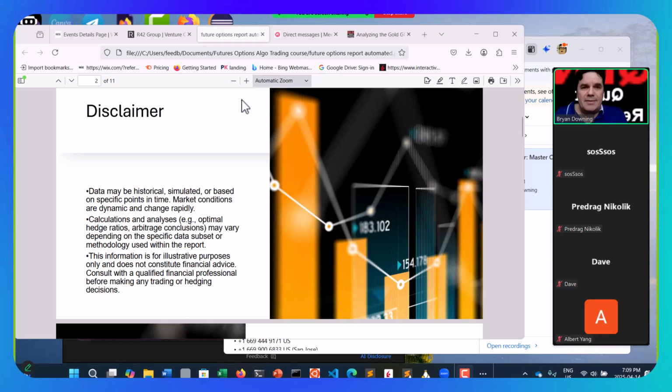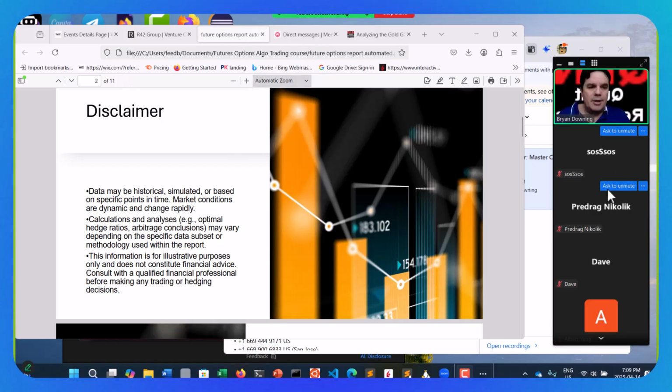Disclaimer. This is important to understand. This is a brand new concept I've come up with. I've spent the last 4 or 5 months on this. We're using real futures option data from Interactive Brokers, but the options chain data is simulated. I want to make sure people understand that.